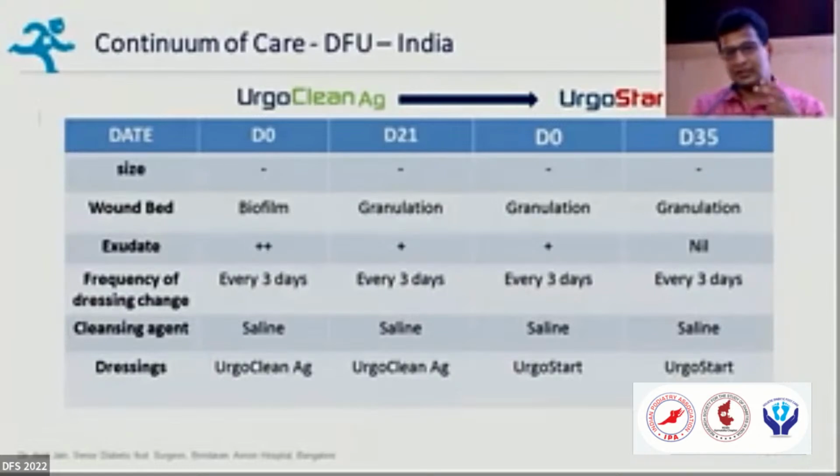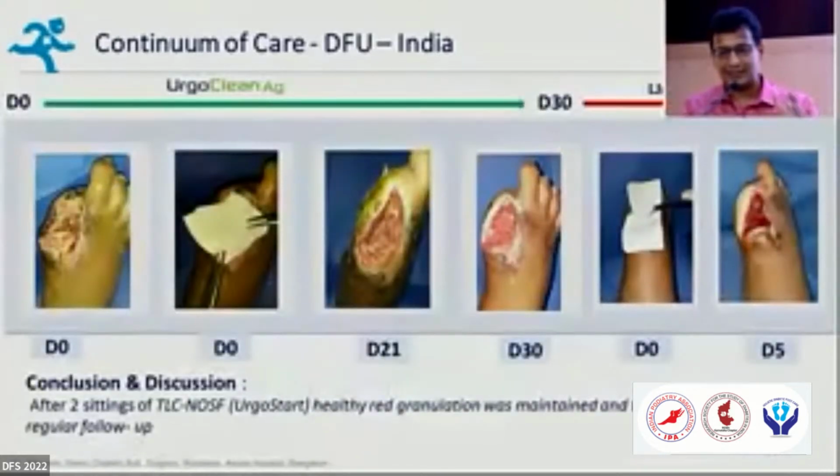The word nil exudate is used when you cannot see extensively high exudate. There'll always be minor exudate, but when it is not visually seen very high, that is the time we call it nil. And you can see that every 3rd to 4th day of dressings, when we started progressing, this is how it has reached today. From day 0 to day 30, you can see how excellent granulation tissue is there.